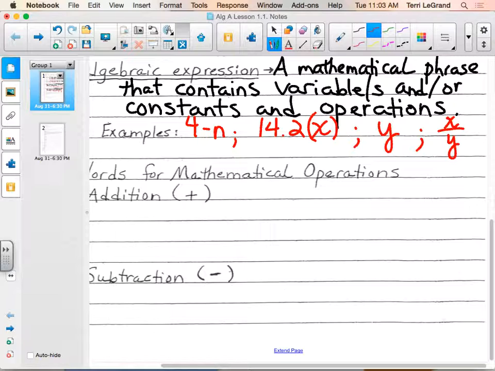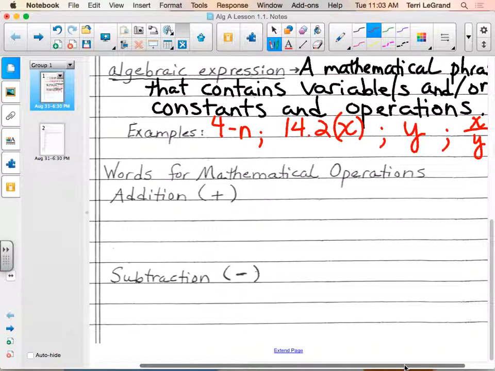Okay, the next topic we're going to cover are words for mathematical operations. What kind of words indicate to us addition? When you see this word, you're like, oh, I've got to add. Okay, but we're also going to put it in a phrase. Would we say 4 more 5, or would we say 4 more than 5, and then we would know we should add, right? So we're going to use the words more than.